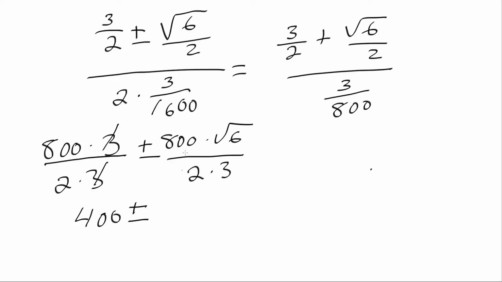800 times root 6 over 2 times 3. Well, 2 goes into 800 400 times. So this is 400 times the square root of 6, all of that over 3. So now I'm ready to do a calculation and get my approximation, because I would like to know a distance, and if I tell somebody it's the root of something away, that doesn't help them much. So I need a reasonable approximation of distance. I'm going to go ahead and put that in, and we'll do our calculation.